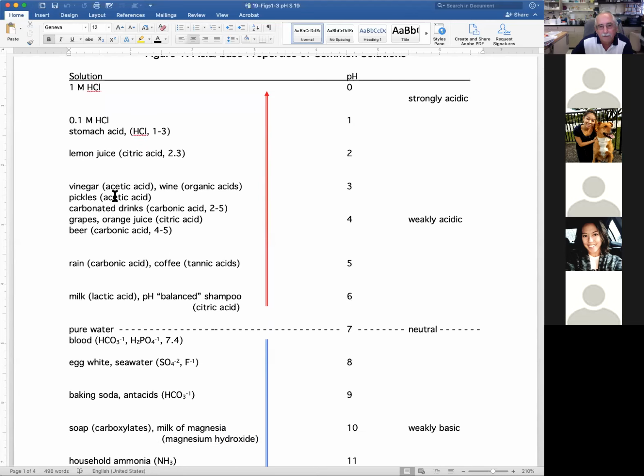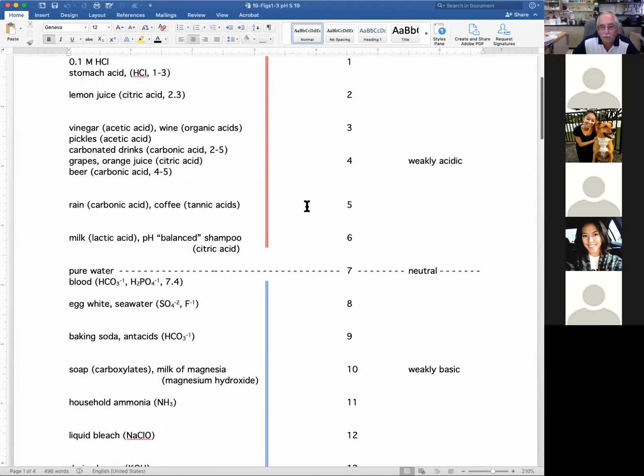Vinegar is about pH 3. Wine has organic acids in it. Pickles has acetic acid in it. Carbonated drinks has carbonic acid. Grapes and orange juice are about pH 4. These are all weakly acidic. Beer, again, because of the carbonic acid.